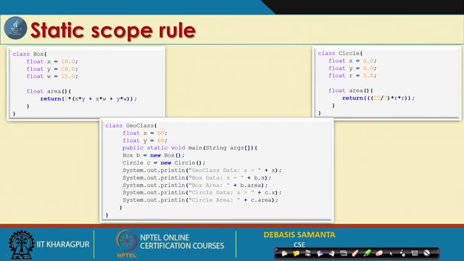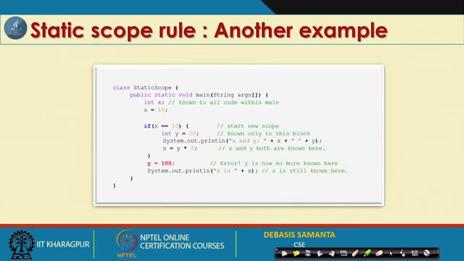So, with this scope we usually resolve by specifying the name of the object: b dot x, c dot x, b dot area, c dot area. This way we can resolve the scope, and the scope that we follow is called static scope, because by seeing the program we can tell which method or which member has the scope of what. Now, this is one example of static scope rule.